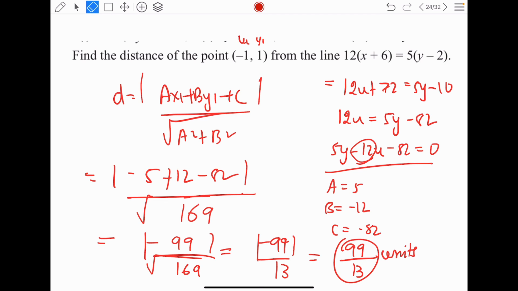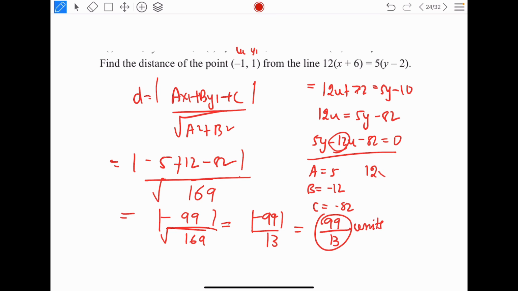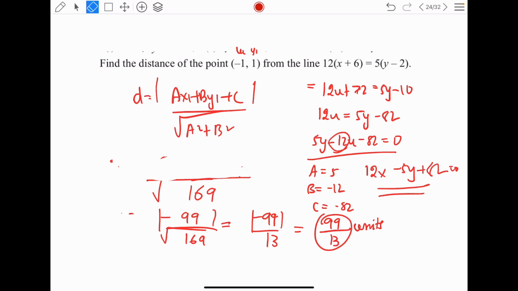So this has to be 12x. Your line is going to be 12x minus 5y plus 82 is equal to 0. I'm so sorry, there's a small error we have done, in fact a huge error. So let's quickly just change this. The denominator is fine, denominator will be 169 only.